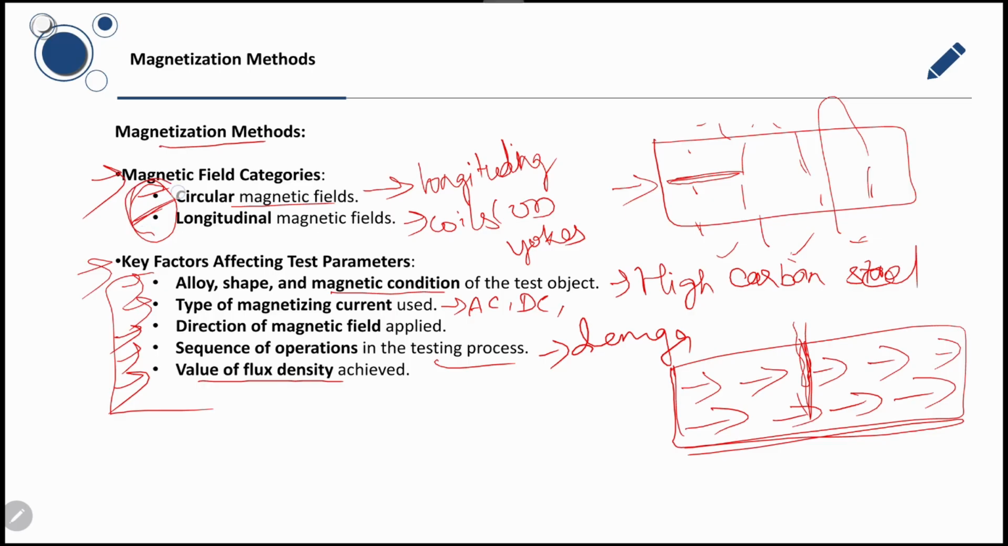We mainly use circular and longitudinal magnetic fields, and the effectiveness depends on the material's properties, current type, field direction, testing sequence and flux density.